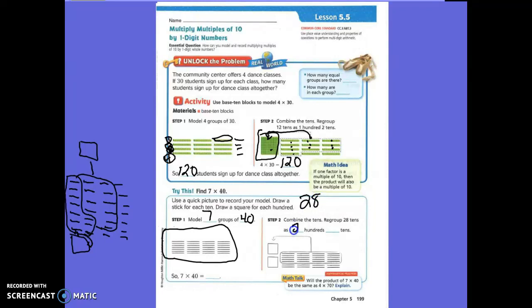So that is 2 100s, and how many 10s? 8. Okay. So 2 100s equals how much? 200. And then 8 10s is how much? 80. So 200 plus 80 is how much? 280. I'm sorry, I said 100 plus 80. I meant 200 plus 80.